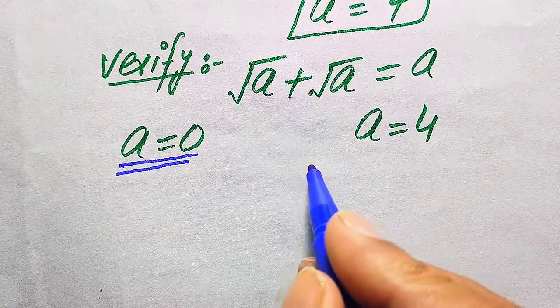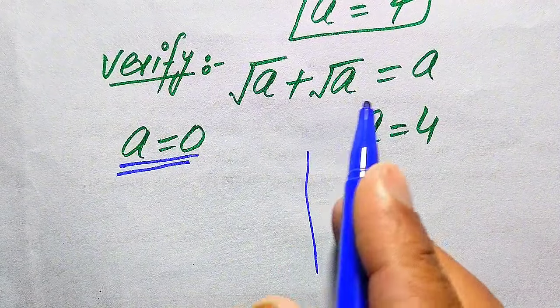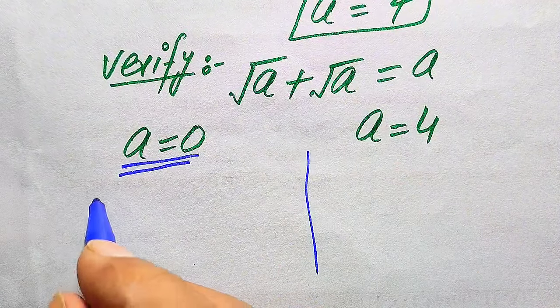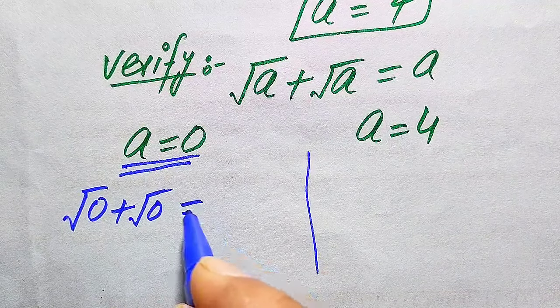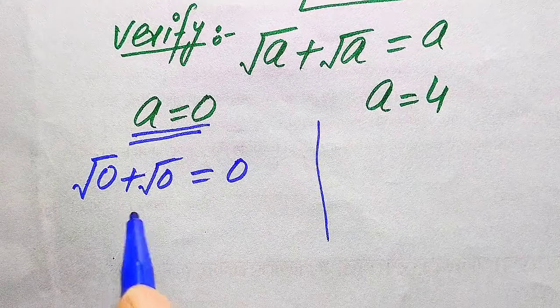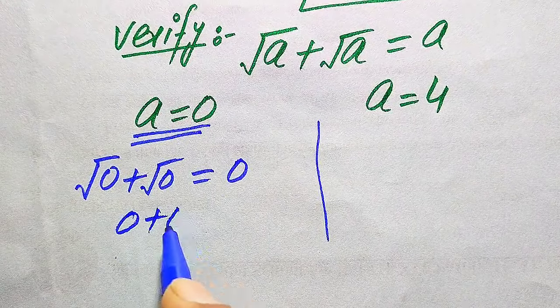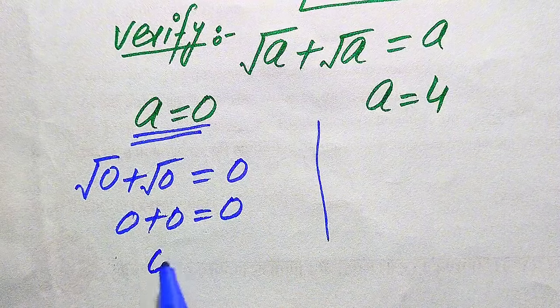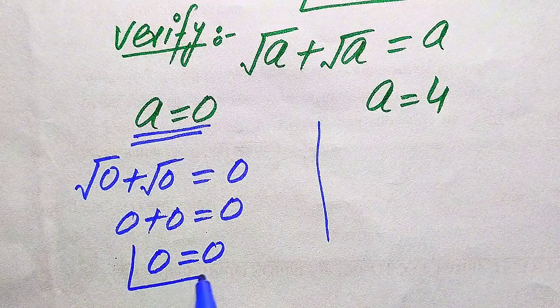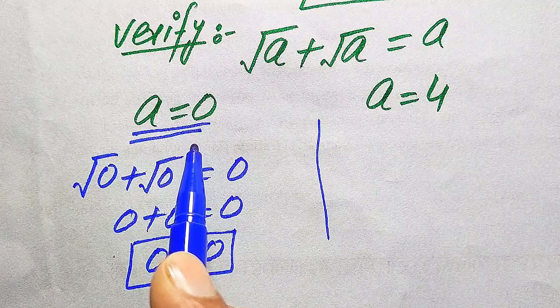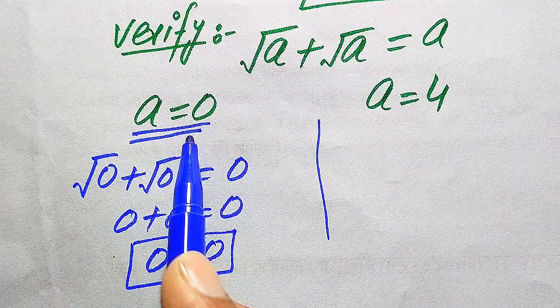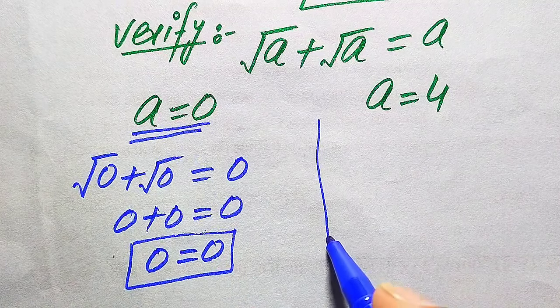So when we put this value of a equals 0 on both of the sides, it will be written as square root of 0 plus square root of 0 is equal to 0, and we obtain 0 plus 0 equals 0, and 0 equals 0. So this shows that both of the sides are equal. When we choose a equals 0, it means that a equals 0 satisfies our given question statement.